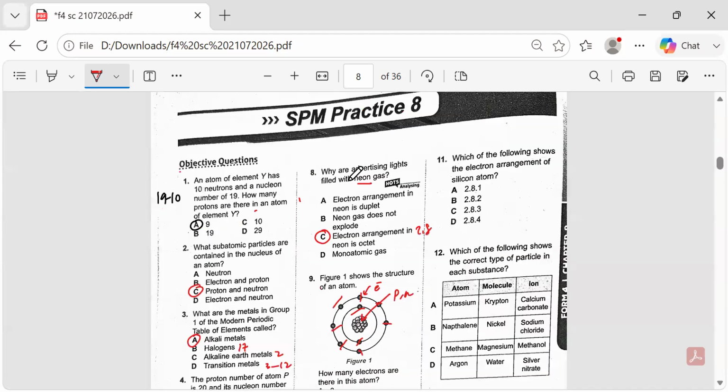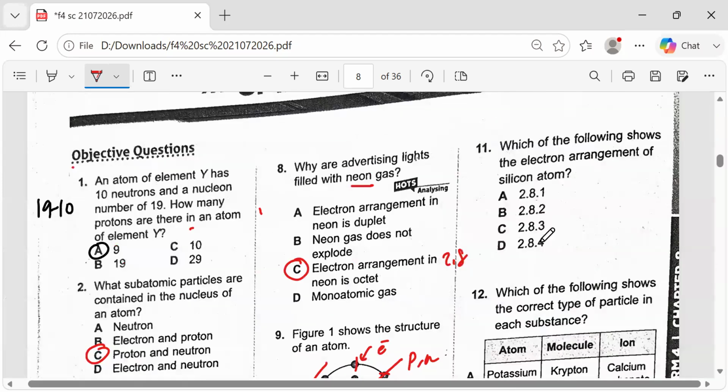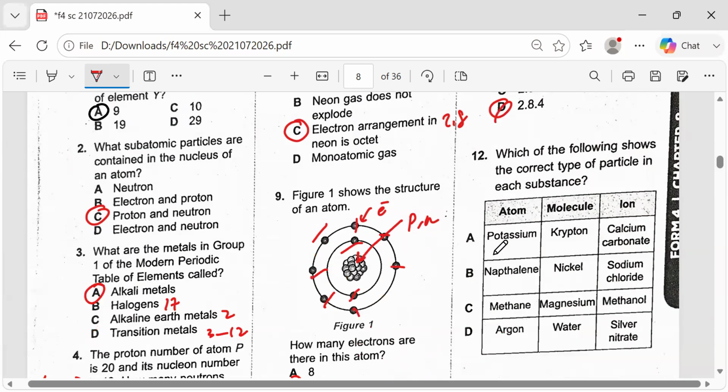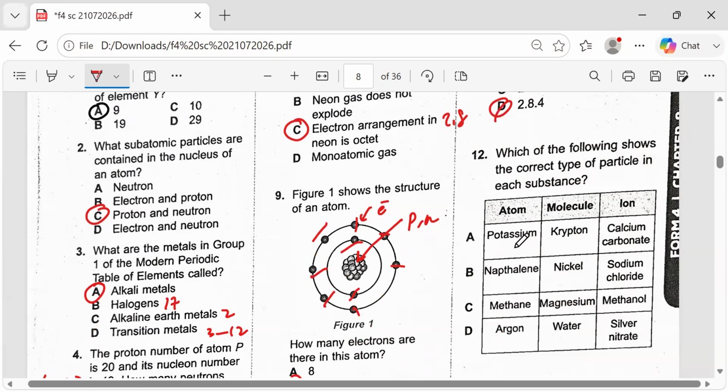Which of the following shows the electron arrangement of silicon? You look at the periodic table, it's 2, 8, 4. Potassium is a metal. This one is an atom, correct? Molecule, krypton is group 18. No. Nickel, no. Magnesium, no. Water, yes.